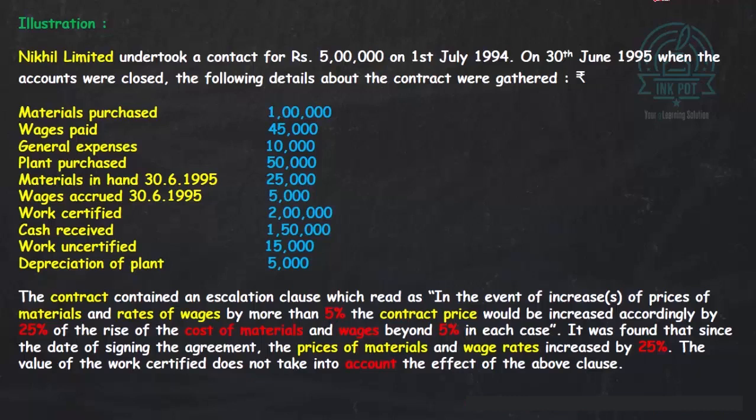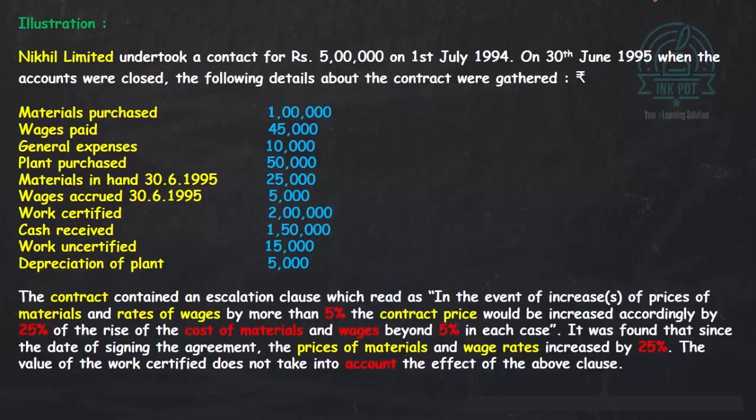Now, the contract contained an escalation clause, so this is a question related to escalation clause. So what is an escalation clause? I have already discussed that in case there is a sudden rise in price of material or rise in price of labor, in order to avoid dispute, we enter a clause in the contract that in case of increase in price of material or labor, the contract price will be suitably adjusted. So this is the escalation clause.